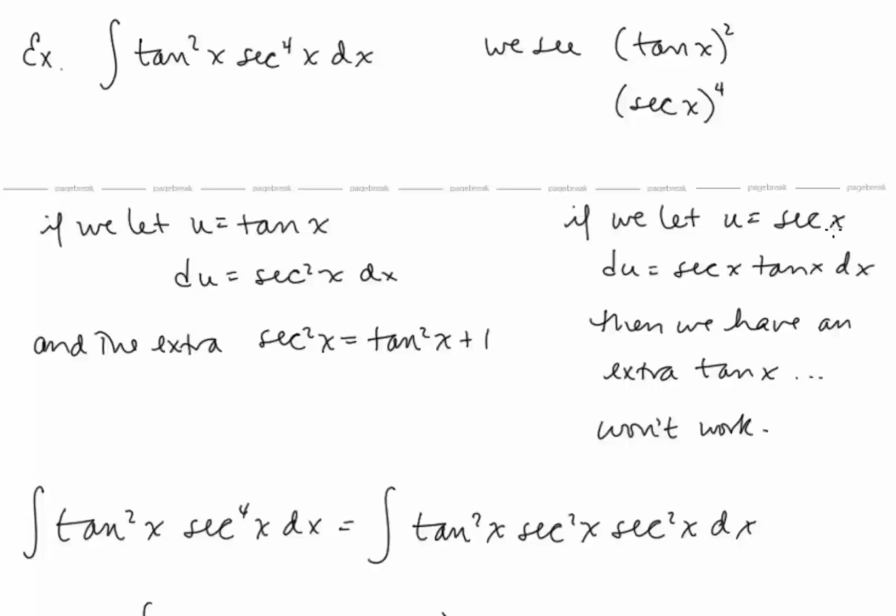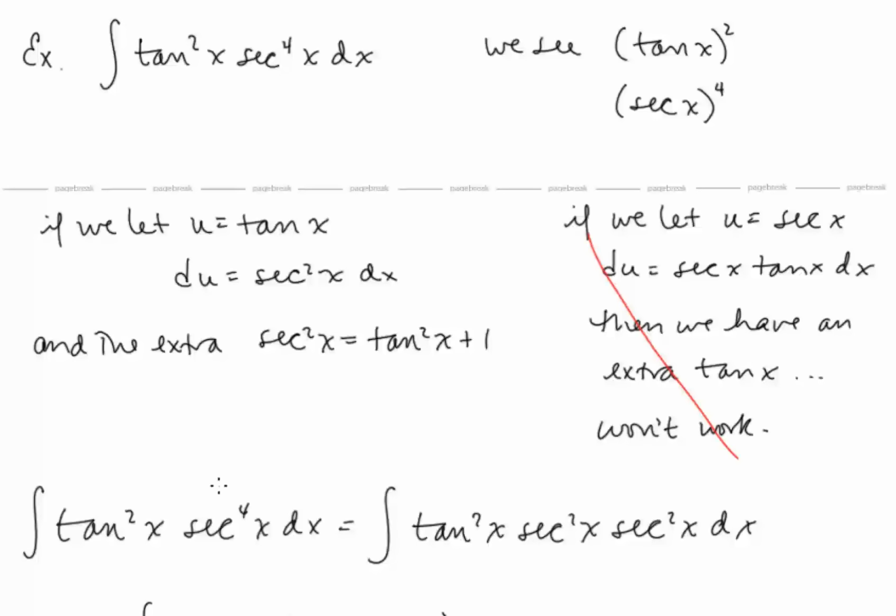If we let u equal secant x, then du would be secant x tan x dx. And so we would have to pull off one of these factors of tan x, but then we'd be stuck with an extra tan x. We can only make a replacement for tan squared x in terms of secants, or for even powers of tangent x. We can't make a replacement for just tan x, so that's not going to work. So this side's not going to work, and we're going to stick with this.